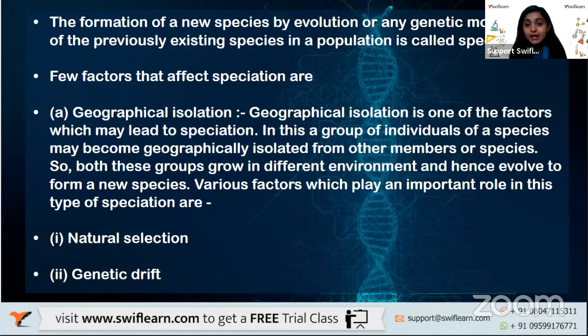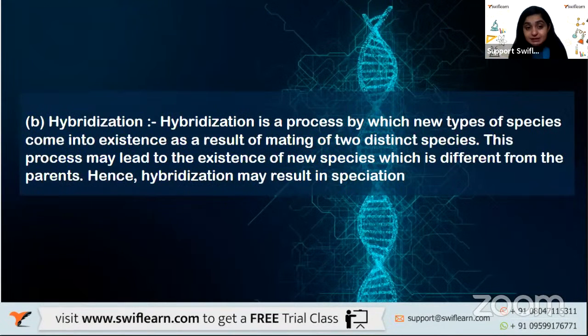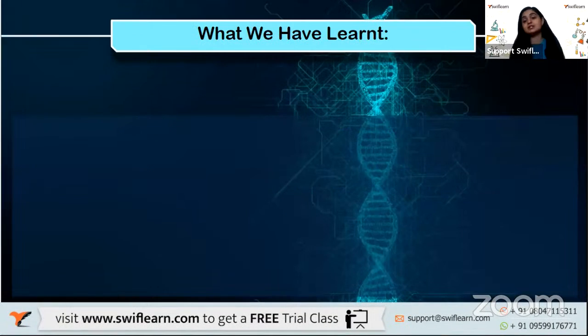Various factors play an important role in the formation of a new species, right? Factors which play an important role in this type of speciation are natural selection and genetic drift. And of course, hybridization. Hybridization is a process by which new types of species come into existence as a result of mating of two distinct species. This process may lead to the existence of a new species which is different from the parents. Hence, hybridization may result in speciation, like a new species born through hybridization.